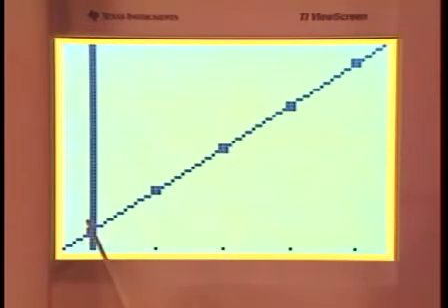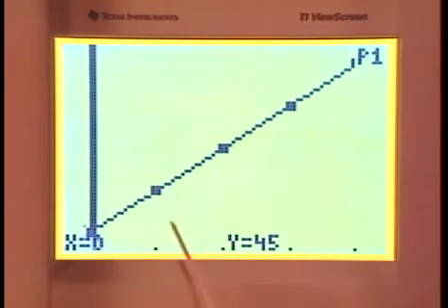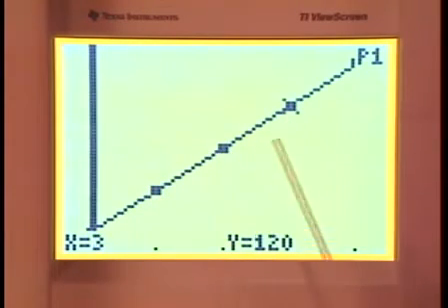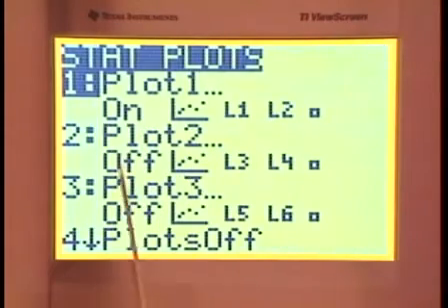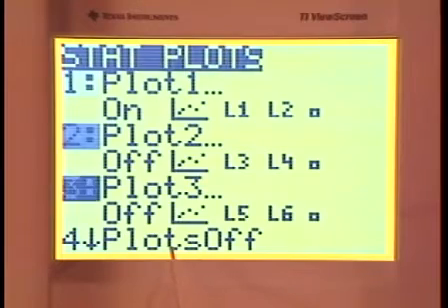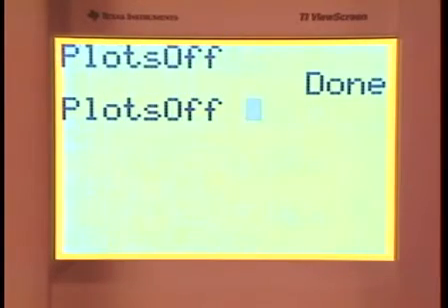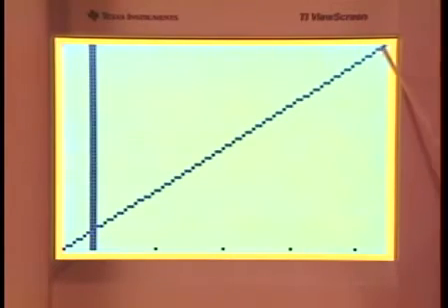Now, if we wanted to trace this, notice if I put trace, I still go from point to point, but I want to be able to trace every single point along the way. So we need to turn off our stat plot, meaning these discrete values. So we go to Stat Plot, Plot Off is number 4, we select it, it is now done, and when we graph the function, we have all possible points starting from 0 to plus infinity.